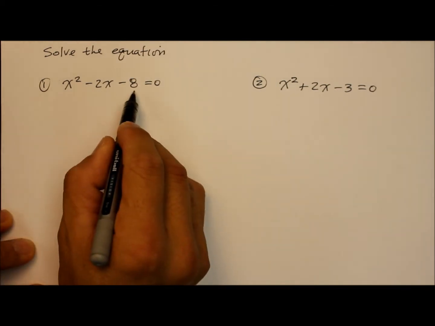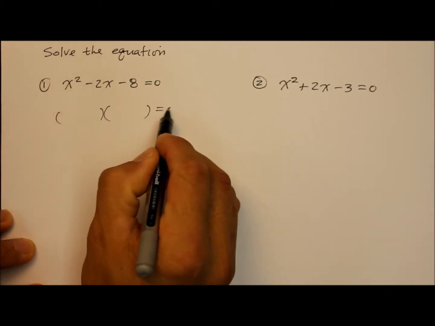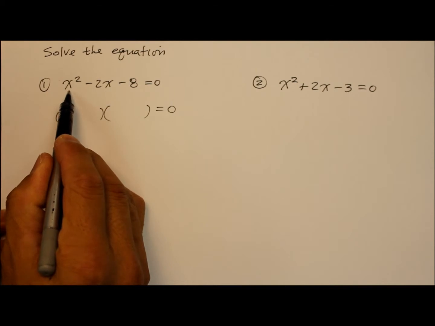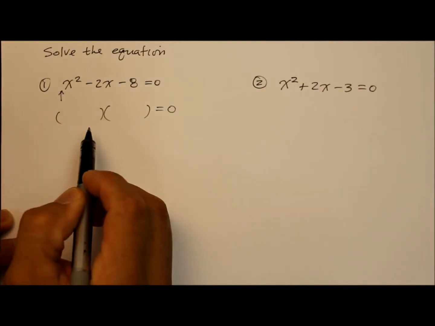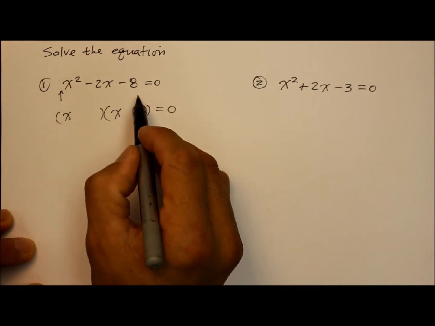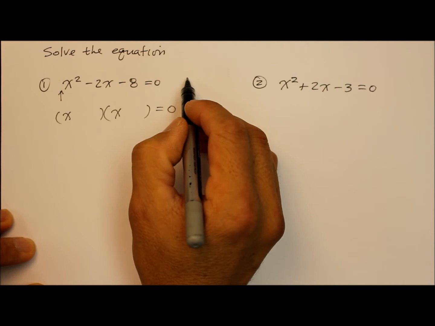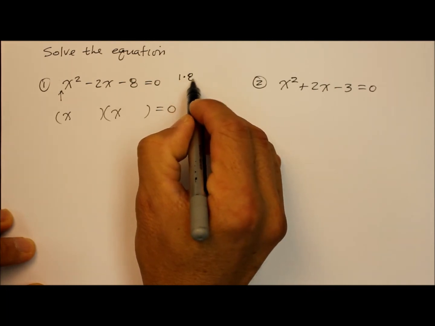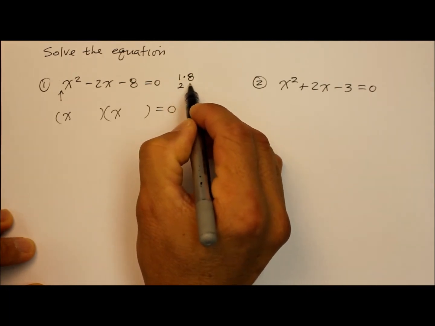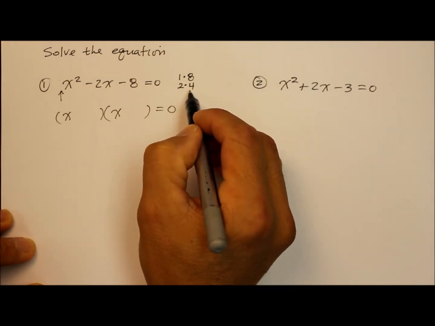We take this trinomial, and I'm going to draw parentheses, and I ask myself, what times what would give me x squared? And that's going to be x and x. And then I go, what times what could possibly give me an 8? Then on the side, I'm going to list out the multiples. Well, 1 times 8 is a possibility, and 2 times 4 is a possibility. And that's about it, I think.